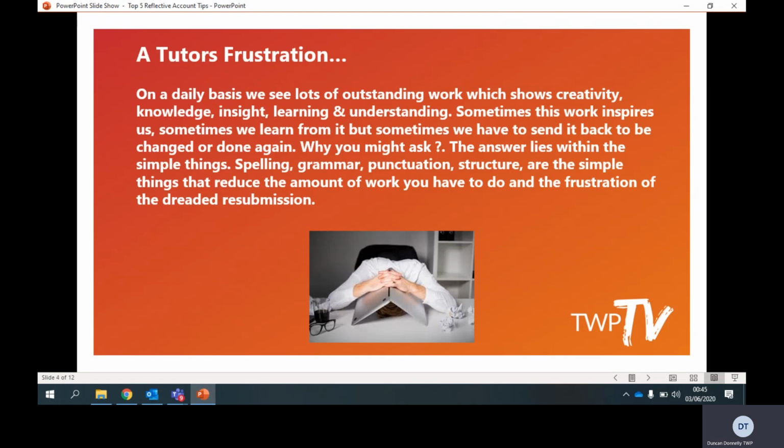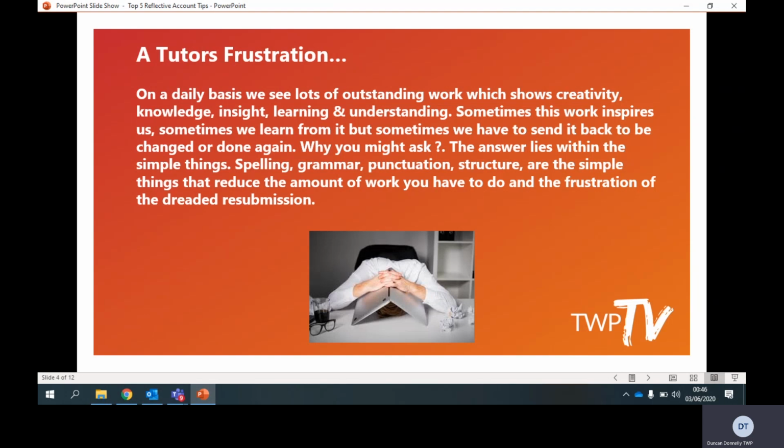Before we go to number 5, because I'm going to start at number 5 and come all the way down to number 1, just some thoughts from me, and the title of this is a tutor's frustration. It does say frustration, but not necessarily a bad thing. And the statement there is, you say it relates to daily. Okay, I see lots of outstanding work handed in, as do the other tutors who I work with.